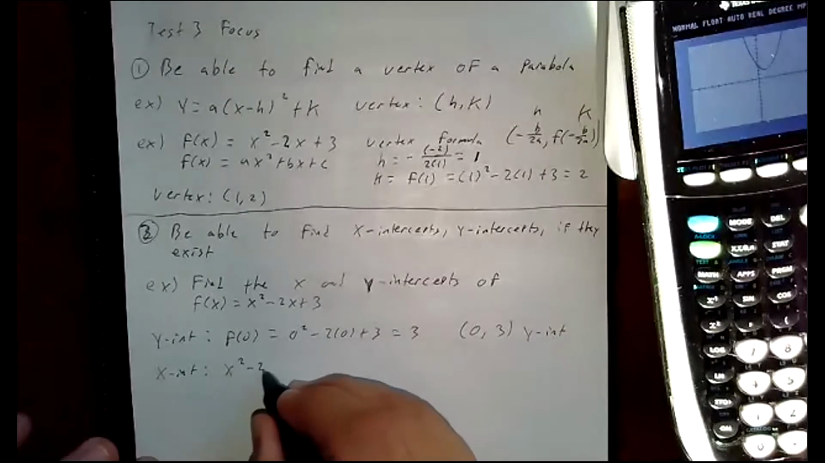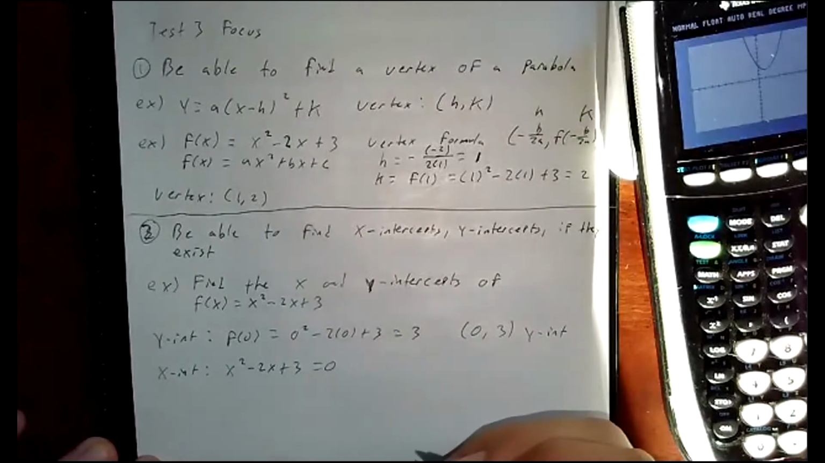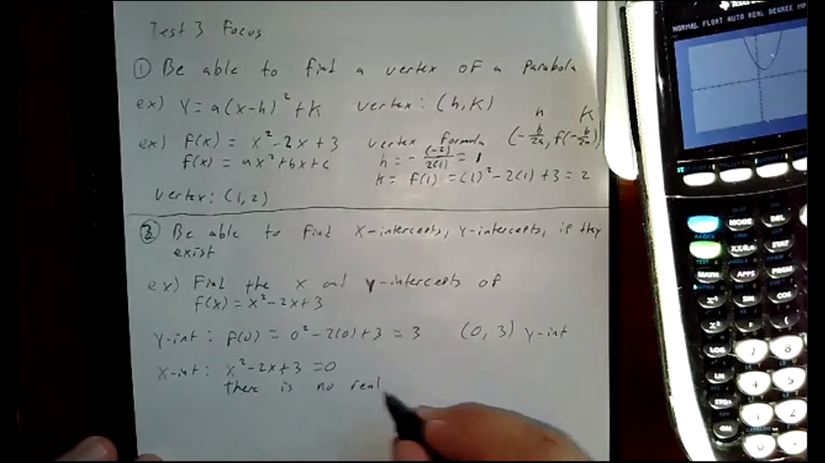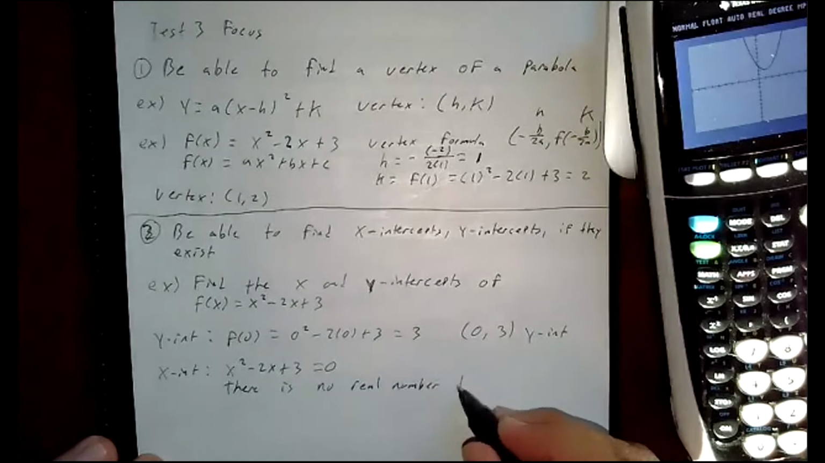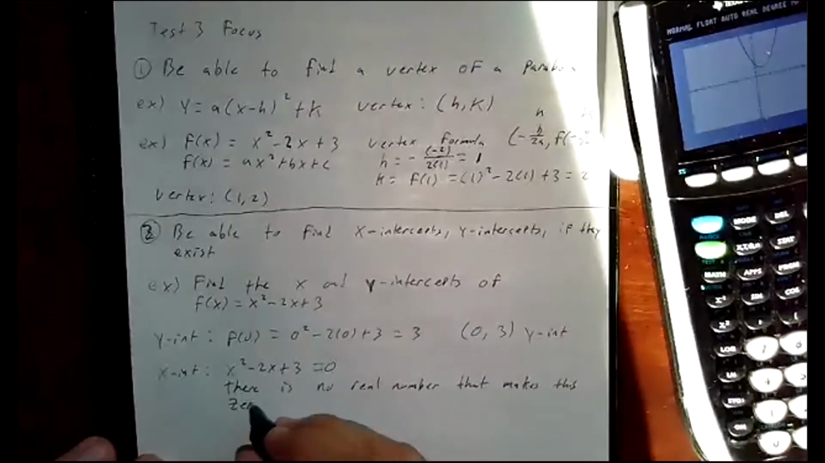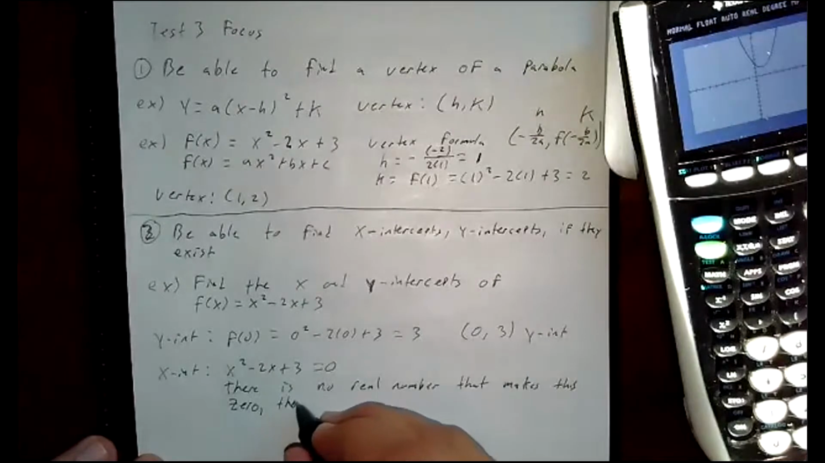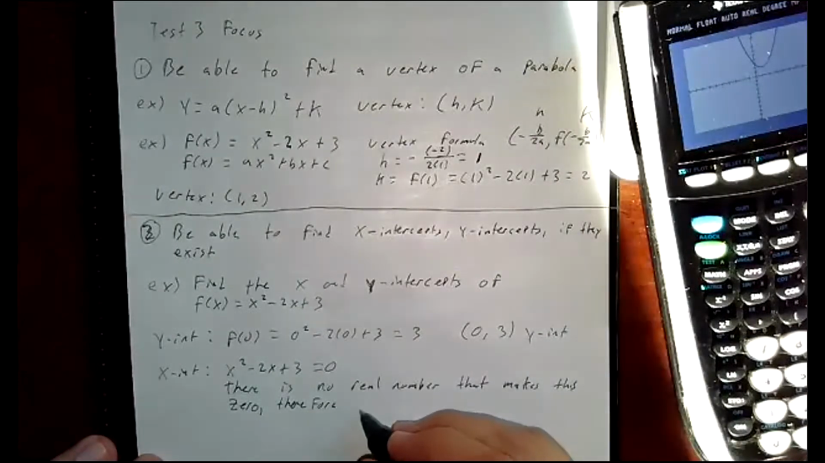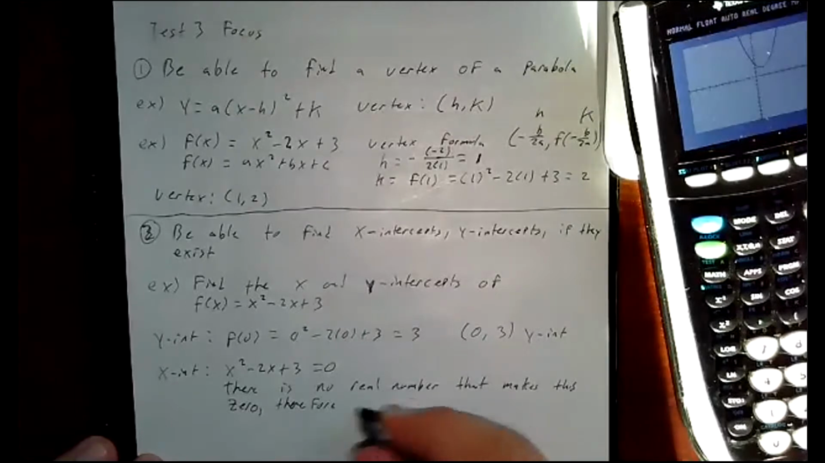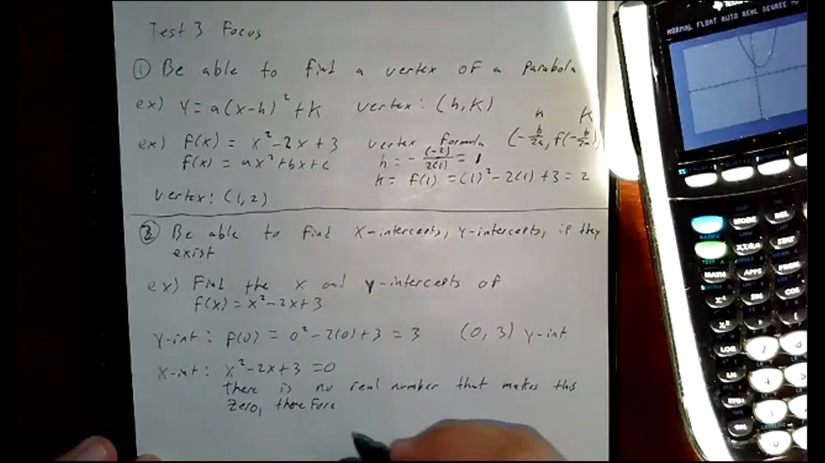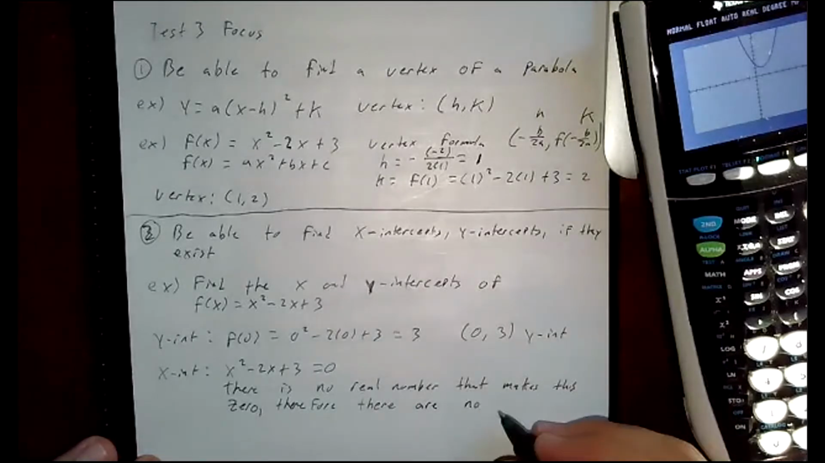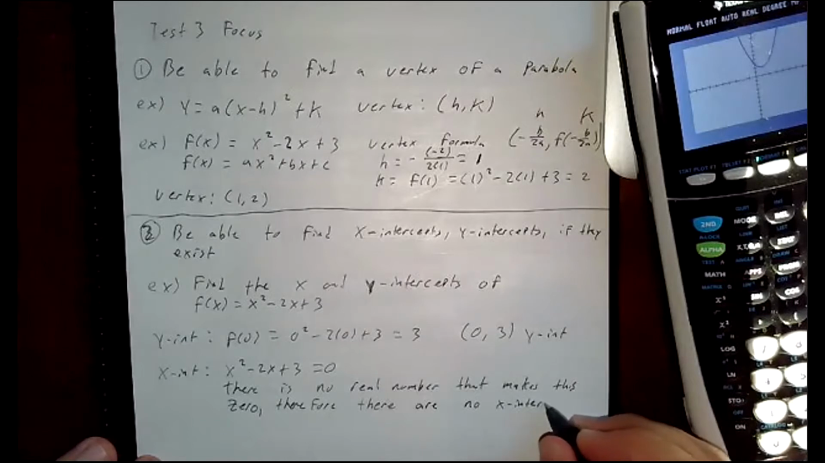So let's pretend we didn't know. We would do this, set it equal to 0, and find out there is no real number that makes this 0. Therefore, there are no x-intercepts.